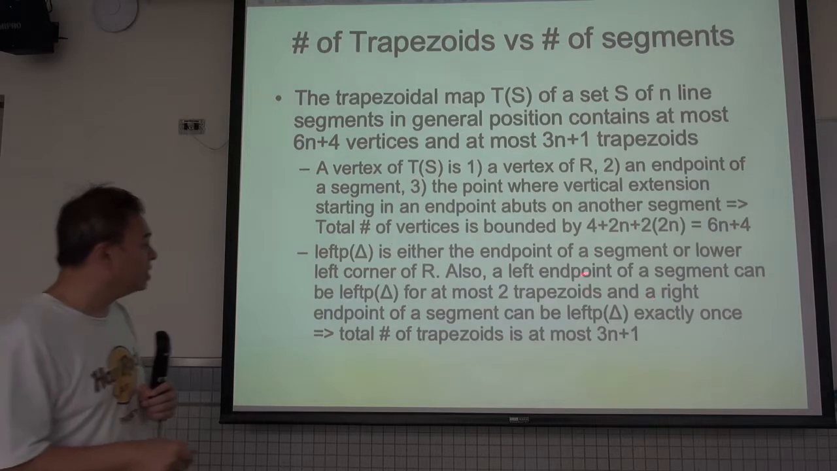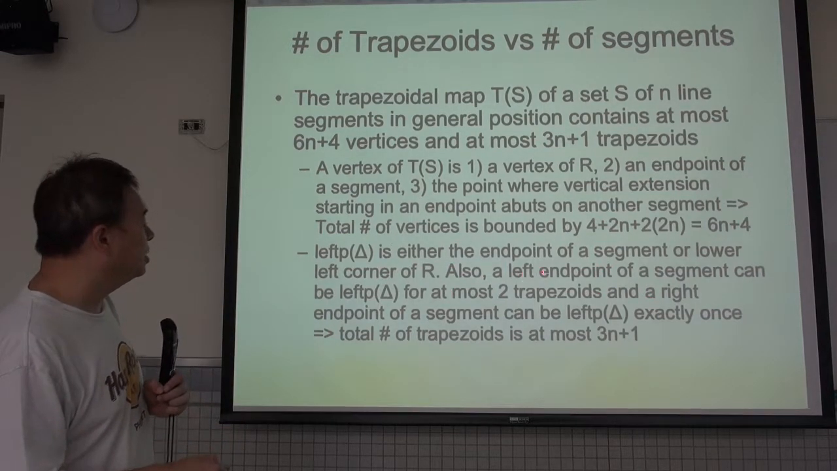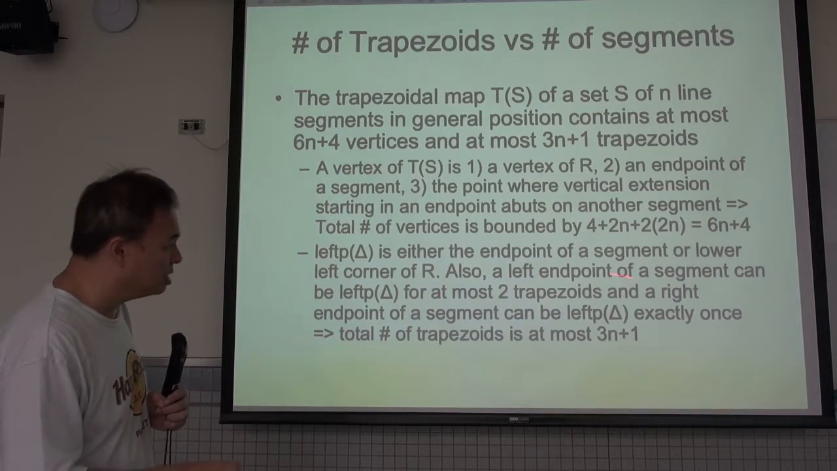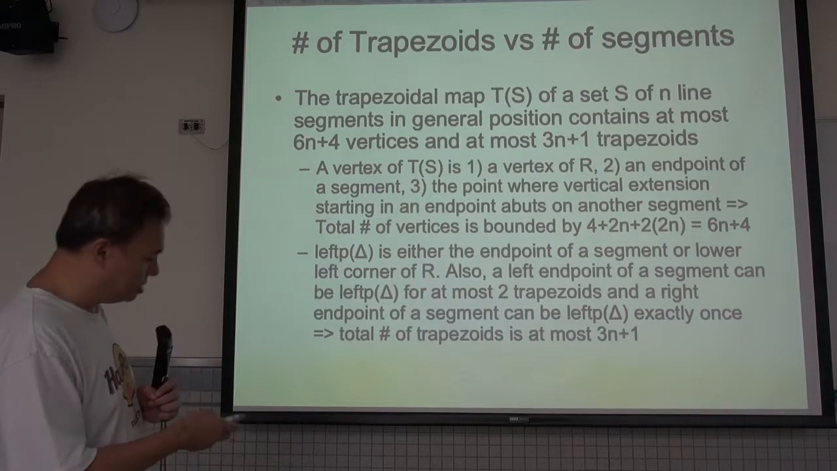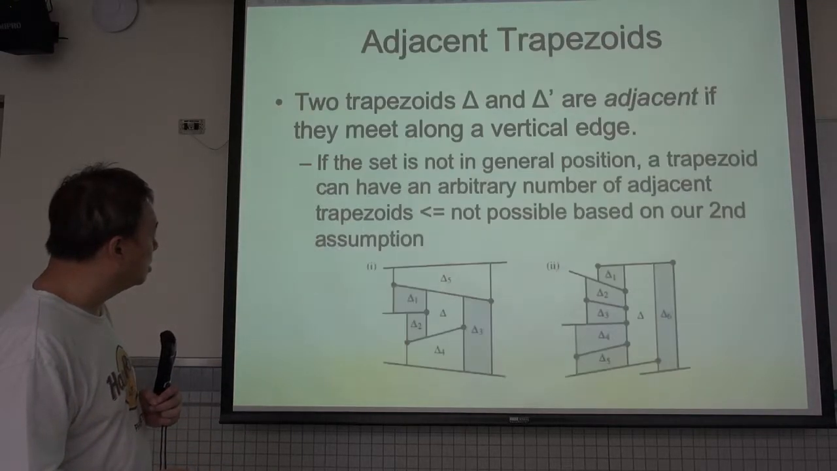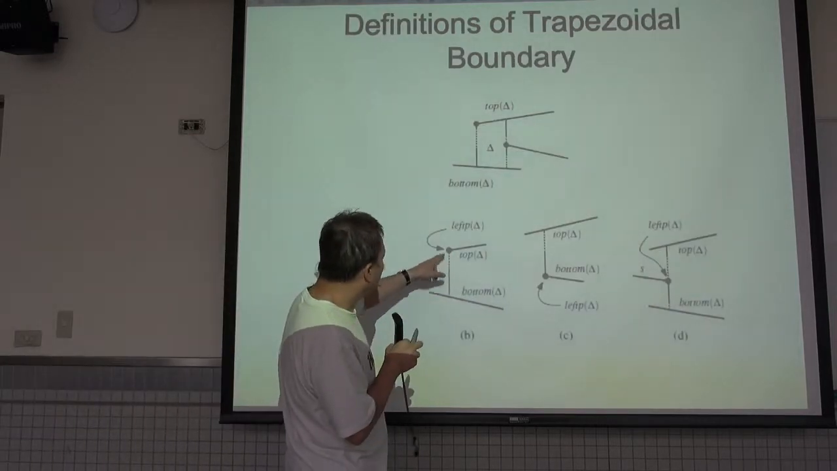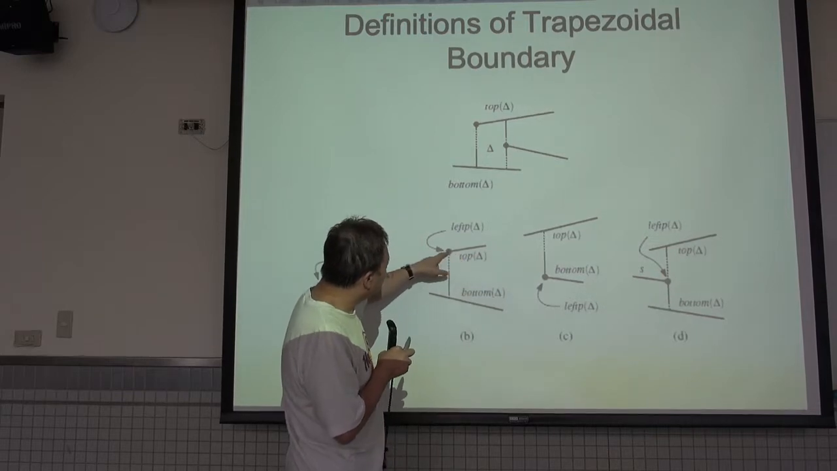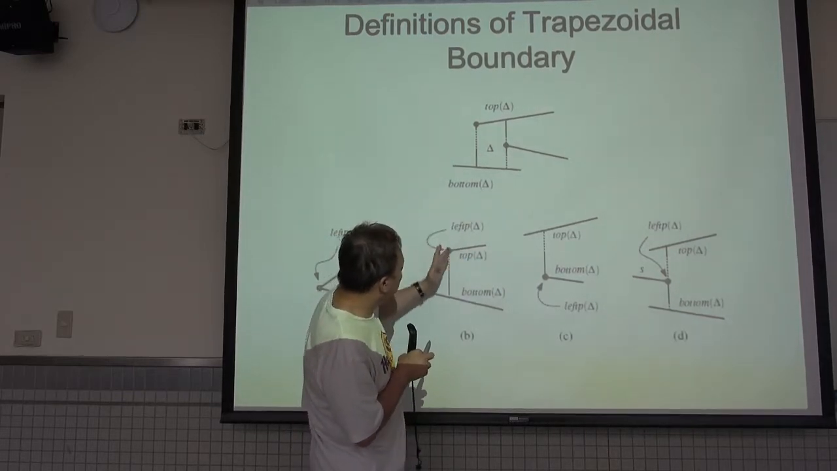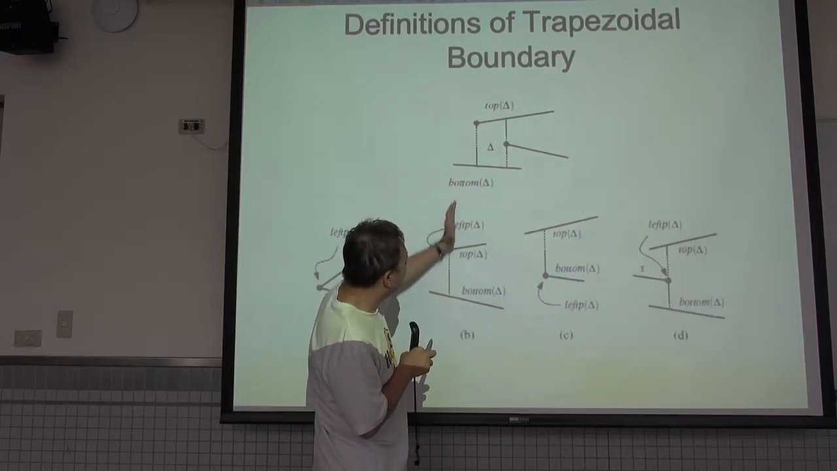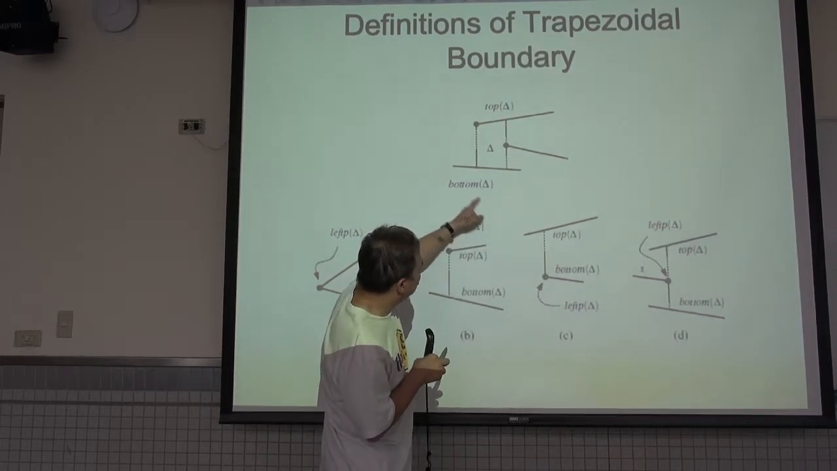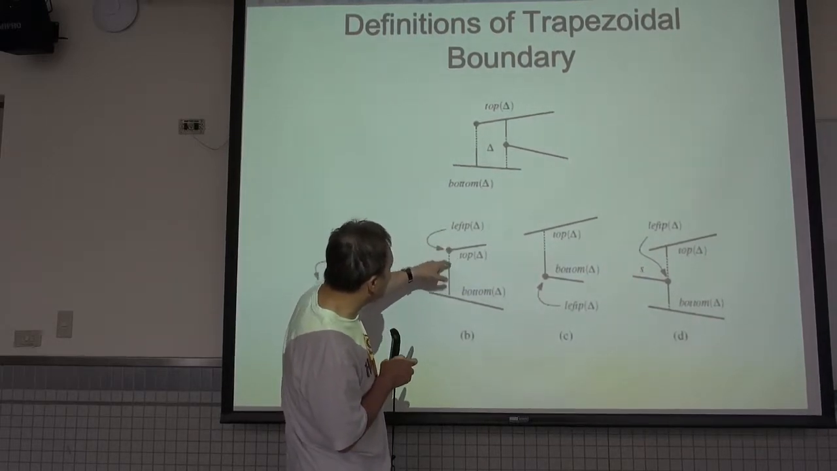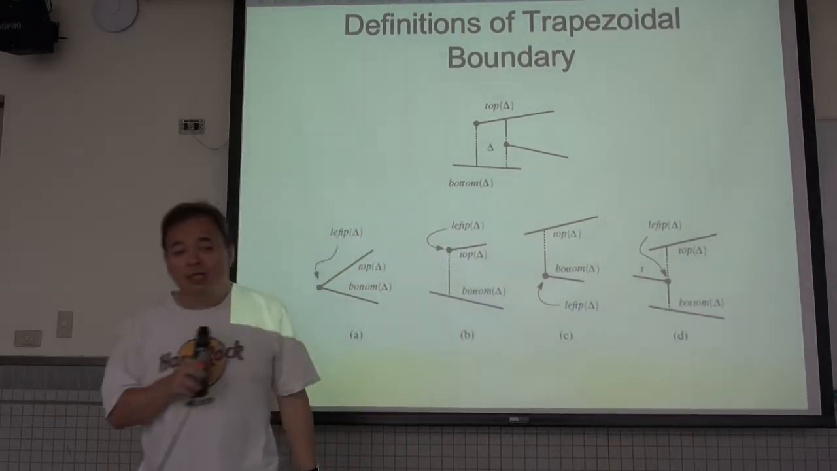Okay, so the left endpoint of a segment can be left P for at most 2 trapezoids. Because if you look here, this left endpoint is the left P of this trapezoid. It is also the left endpoint of the top trapezoid, because here you also have an extension, a vertical line to the top. So we have another trapezoid on the right. This left endpoint is used as a left P for both this trapezoid and the top one, and that's the most.